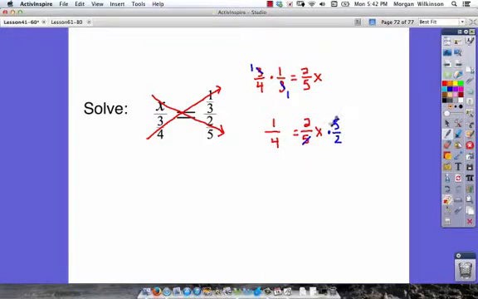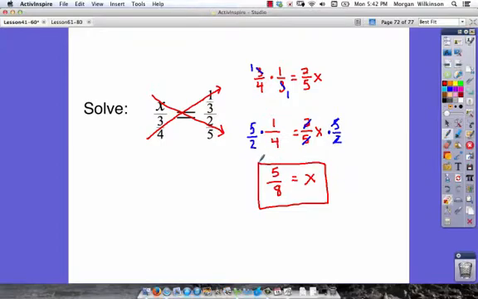So the 2/5 cancels. We're left with just x, and we're going to balance out the equation by saying 1/4 times 5/2. And we can go ahead and find out what our answer will be now. X on the right hand side is going to be equal to 5 times 1, that's 5, and 2 times 4, that's 8. So we've got our answer. X is equal to 5/8.